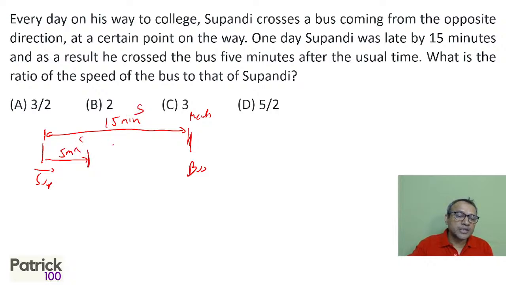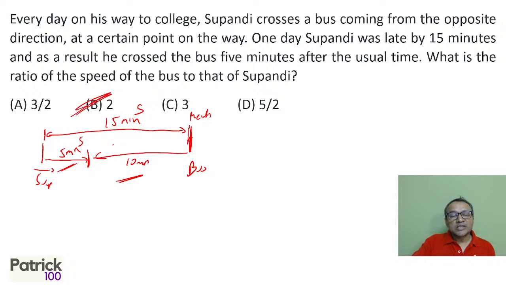So Supandi has traveled 5 minutes of Supandi's speed. In that case, the bus has already traveled 10 minutes of the distance. So you can make out that the bus speed is double that of Supandi's speed, which means the ratio of the speeds is 2:1, B option.